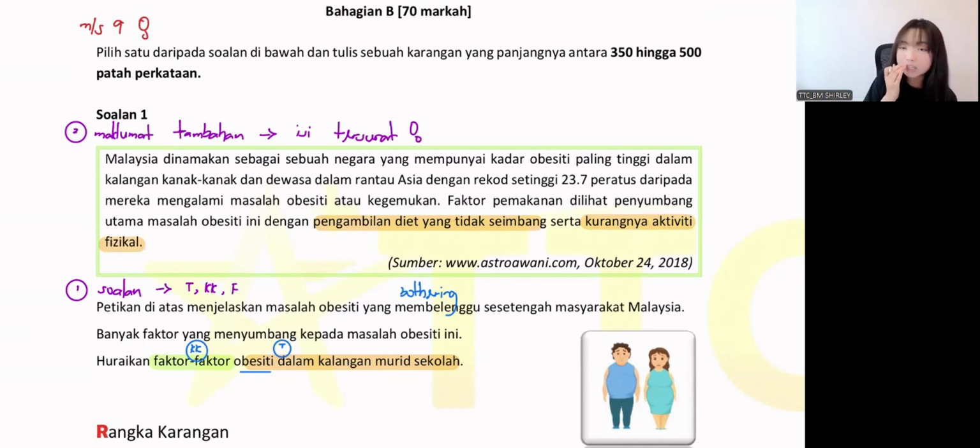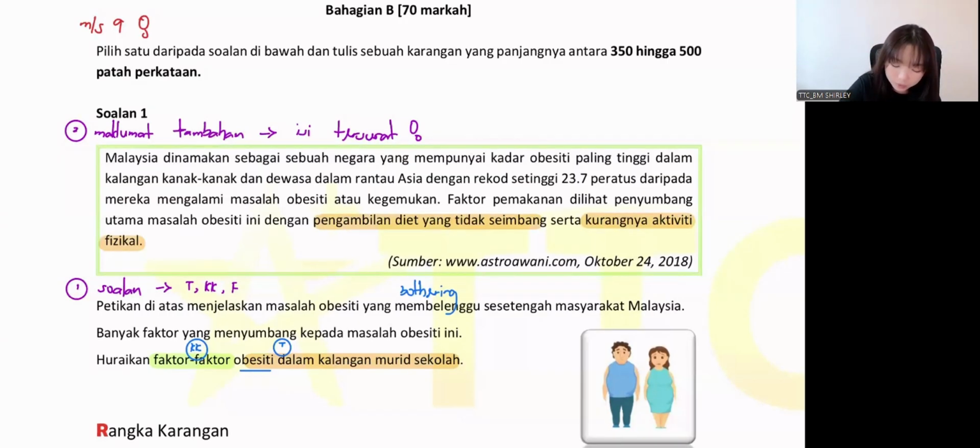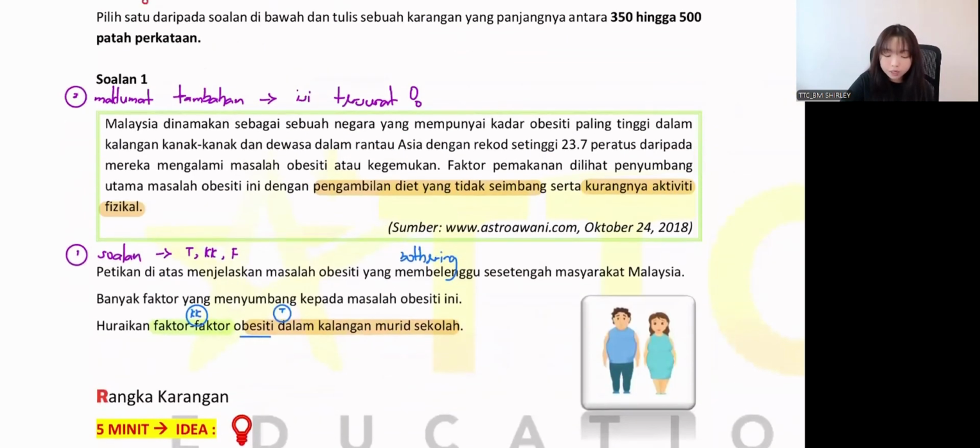So they tell you that this is the main issue, the main problem, and it's so obvious. Pengambilan diet yang tidak seimbang. So this is the first point here. Then kurangnya aktiviti fizikal. This is the second point. All right. So we finished the TKKF already. The topic, we found it, kata kunci, we found it, and also the format is karangan pendapat or karangan fakta. So the first and second step, baca soalan, analysis, finish.